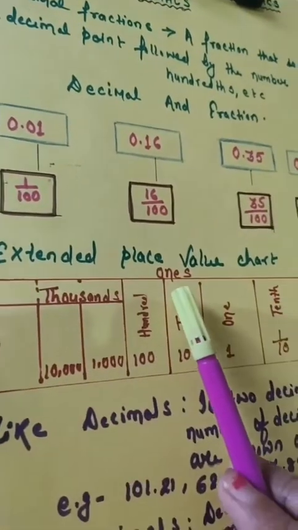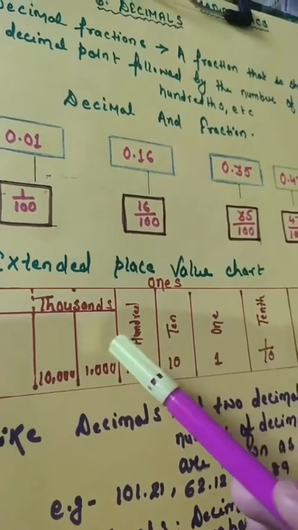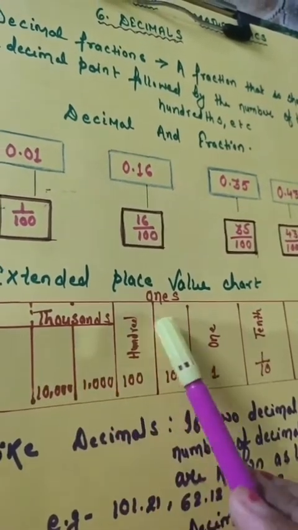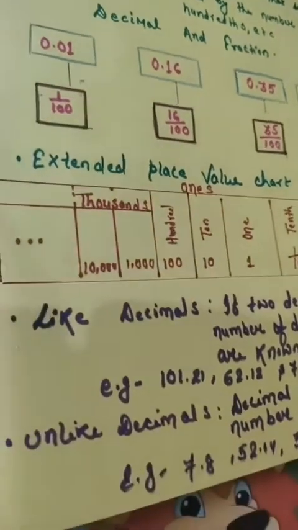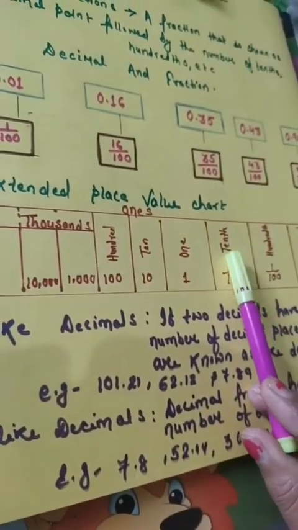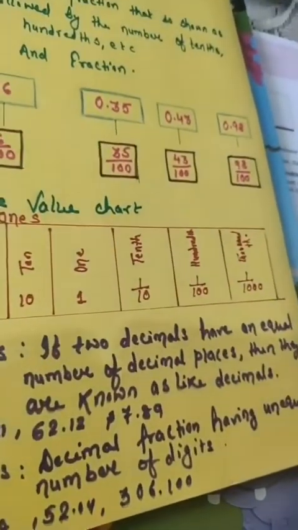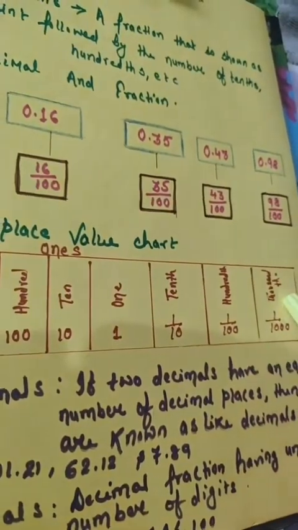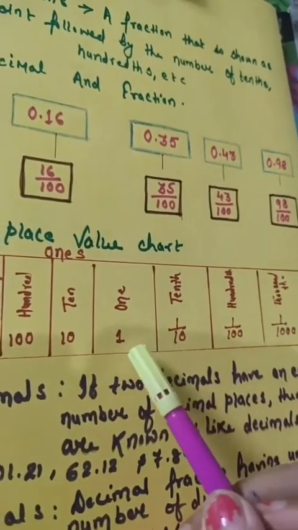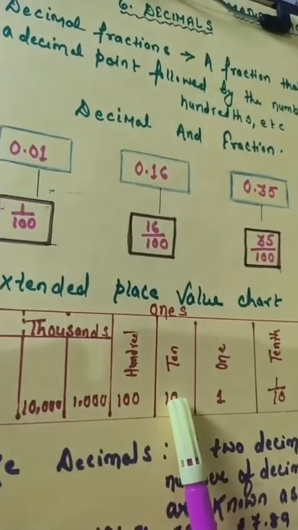So like this, this is your example. Extended place value chart. Simply, you know ones, tens, hundreds, thousands, 10,000 as usual. But how do we use it for decimals? On the right side we write tenths, hundredths, thousandths, ten-thousandths. Means 1 by 10, 1 by 100, 1 by 1000. And here simply 1, 10, 100, 1000, 10,000 as usual.